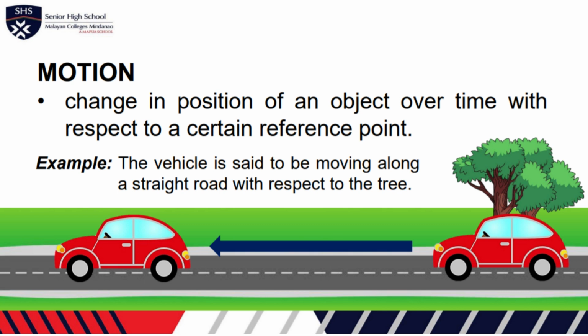A very good example is being shown on the screen. We have there the red car. This vehicle is said to be moving along a straight road with respect to the tree. There is now a change in position, and we may see that the reference point over there is the tree, and the car is evidently moving because it is now far out from the tree. And that is only possible because this object moves over time with respect to a certain reference point. So, in general, that is motion.